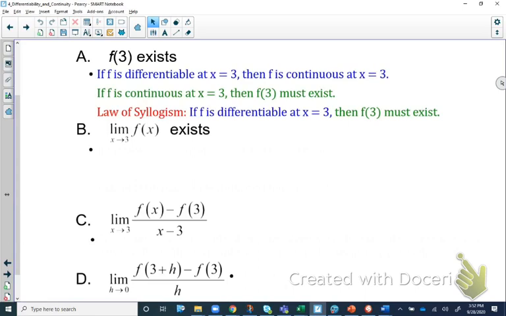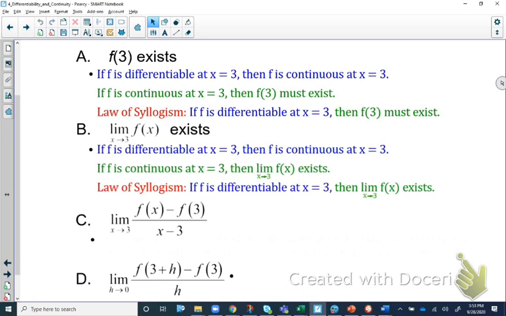But here, if we have a function where f of 3 exists, then that means that function f is differentiable at x is equal to 3, or if f is differentiable at 3, then function f is continuous at 3. Well, if it's continuous at x is equal to 3, then f of 3 must exist. So according to the law of syllogism, what we see back in geometry, if f is differentiable at x is equal to 3, then f of 3 must exist.